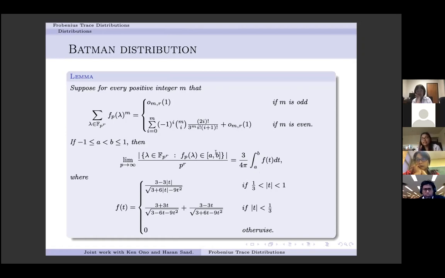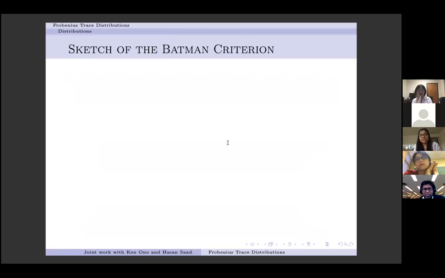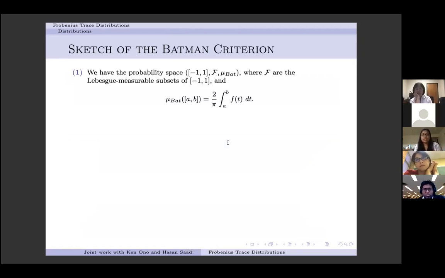Since for the 2F1 function it looks like the Sato-Tate distribution, here I'll show you how this lemma goes for the 3F2 functions. This is the sketch of the proof. Here we consider a probability space that contains the interval -1 to 1 and this script F, which is the Lebesgue measurable subsets of -1 to 1, and mu, which is the measure given by the integral from a to b of f of t dt, where f of t is our earlier function, which looks like this.